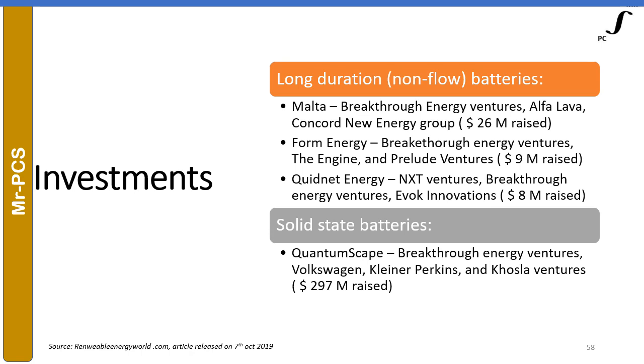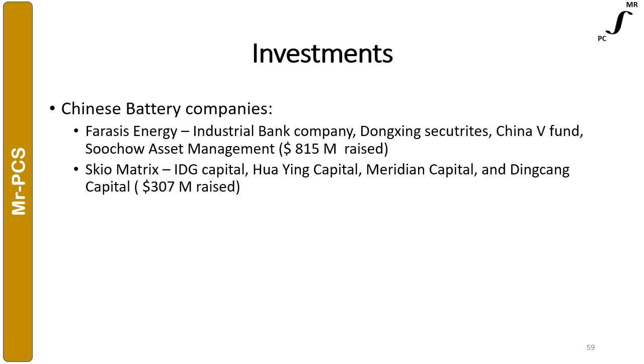QuantumScape, which is based on solid-state technology, is formed with the investment from Breakthrough Energy Venture, Volkswagen, Kleiner Perkins, and Khosla Ventures. There is $297 million. Refrences Energy, which is a Chinese company, is formed with the investment from Industrial Bank Company, Dongxing Security, China Five Fund, Suzhou Asset Management. They raised $815 million. Skiometrix is formed with the investment from IDG Capital, Hua Yung Capital, Meridian Capital, and Dingqiang Capital. There is $307 million.